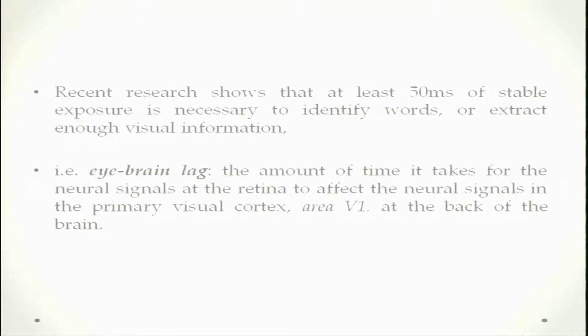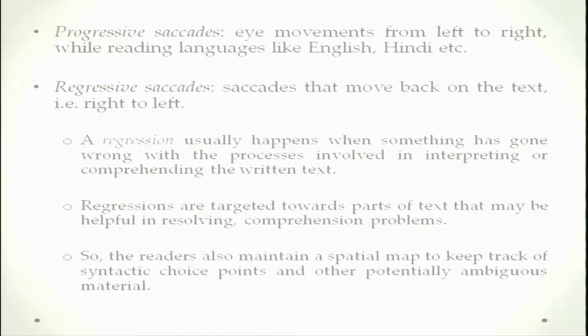So this is referred to as the eye-brain lag, and eye-brain lag is basically the time it takes for neural signals at the retina to start affecting the neural signals at the primary visual cortex, where the interpretation of information is happening. So these 50 milliseconds you can say is the eye-brain lag, the time that it takes for visual information from the retinal level to reach the primary visual cortex in the brain for information to be deciphered. There are also various kinds of saccades that we might talk about. So if you are moving in the direction of the text, let us say from left to right as the text is moving, this is called a progressive saccade.